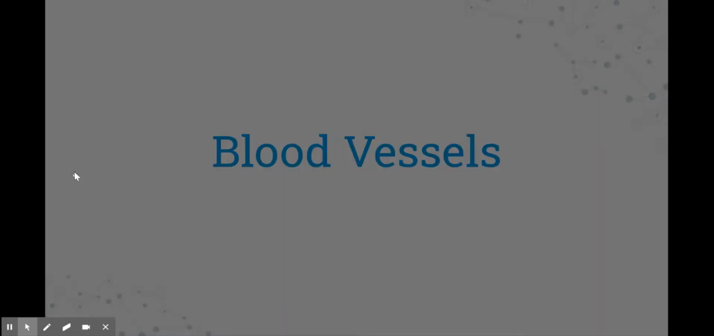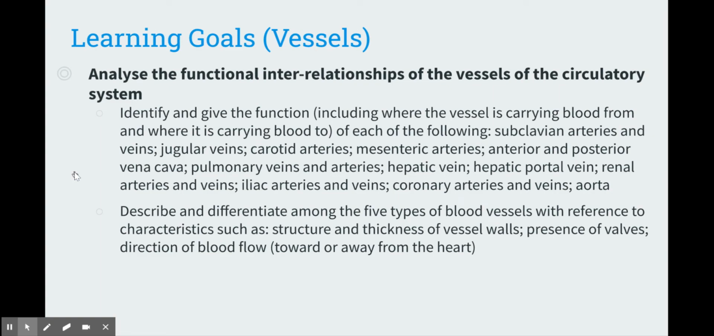All right, the blood vessels. The goals for this are to be able to analyze relationships within the vessels of the circulatory system. There are a number of blood vessels you'll need to know, and they're listed here. You should be able to tell us on a diagram where they are and what the function is. So where is the blood coming from? Where is the blood going to? Subclavian arteries and veins, jugular veins, carotid arteries, mesenteric arteries, anterior and posterior vena cava, the pulmonary veins and arteries, hepatic vein, hepatic portal vein, renal arteries and veins, iliac arteries and veins, the coronary arteries and veins, and the aorta.